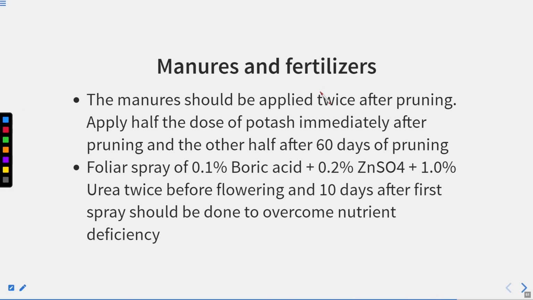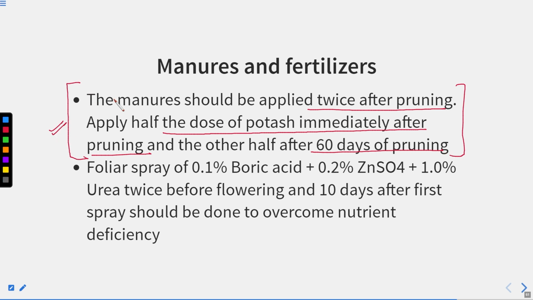Now the manures and fertilizers. The manure should be applied twice after pruning, and apply half the dose of the potash immediately after pruning, and the other half after 60 days of the pruning. So two things are very, very important that should be followed after the pruning. The first thing, manure should be applied twice after pruning, and apply half dose of potash immediately after the pruning. So you have to apply the manure as well as the chemical fertilizer, that is potash, after the pruning.